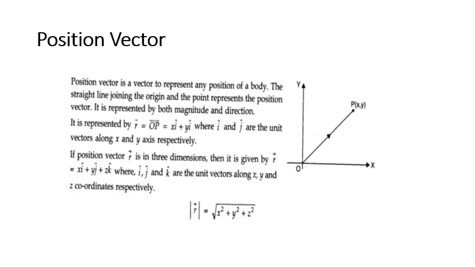Students, we'll see what a position vector is now. Position vector is a vector to represent any position of a body. Very important: any position of a body. This is the purpose of using a position vector. Then look at the diagram, students.